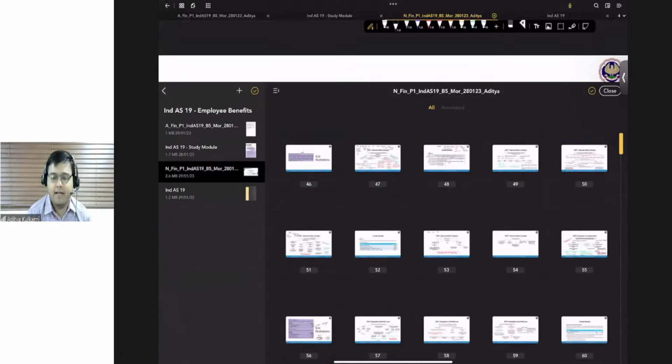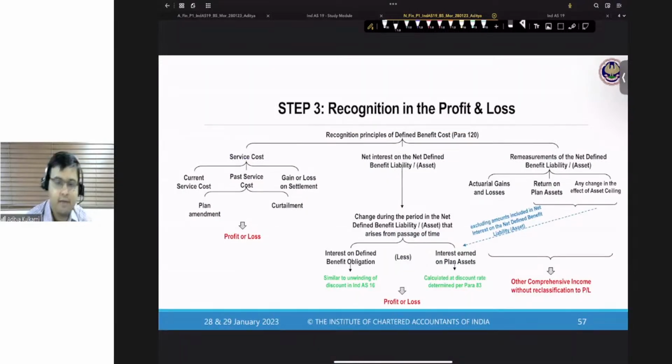recognition in P&L. What do we recognize? First one, service cost. We have done this. Current service cost, I have shown you. Past service cost, I have shown you. Gain or loss on settlement. Past service cost could arise due to plan amendment. In our example, 1% became 2.5%. Curtailment. All these things you will have to show in the profit or loss.